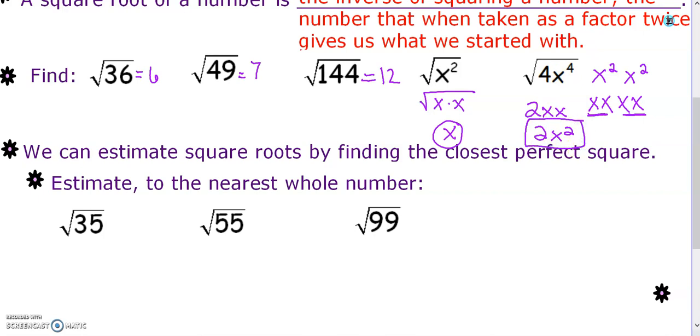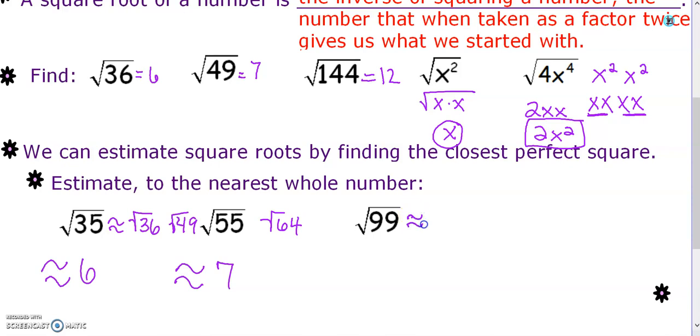We can also do estimating. We can find the number that's closest to the perfect square. So for example, the square root of 35 is almost the square root of 36. Well, we know the square root of 36 is 6. So this answer is approximately 6. It'll be a little less than that. The square root of 55, well, let's see. That's in between the square root of 49 and 64. Which one is it closest to? It's closest to the square root of 49. Therefore, the value of the square root of 55 is closest to 7. This next one, I think you can see that the square root of 99 is almost the square root of 100. So it's approximately 10.